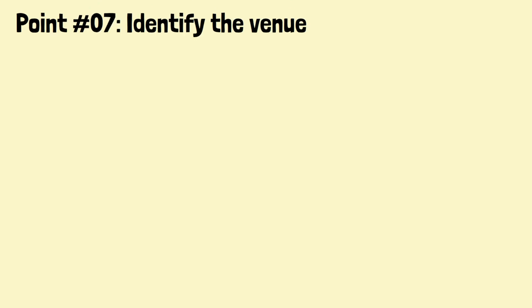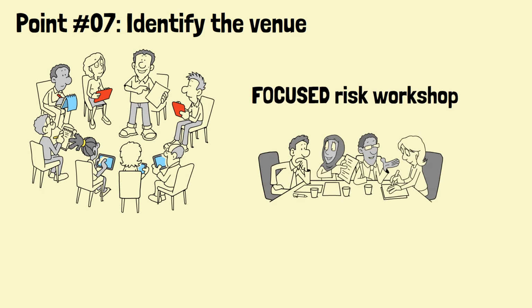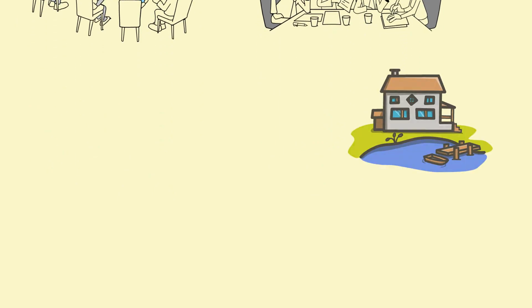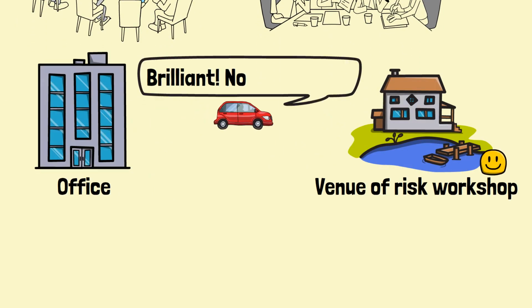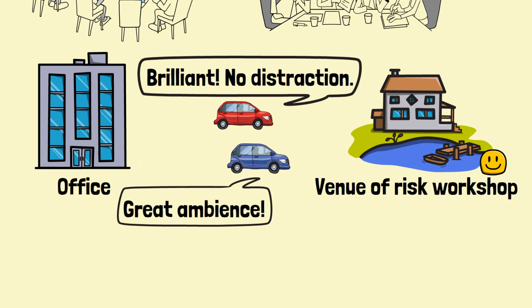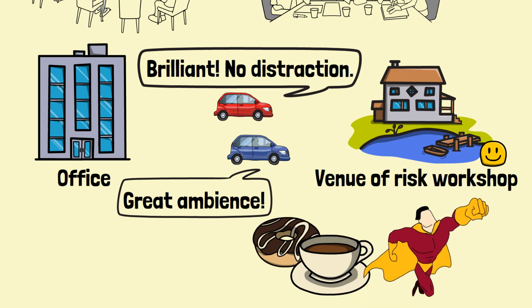Point number 7. Identify the venue. Ideally, the participants should fully focus on the risk workshop in order to achieve the best outcomes. Therefore, the venue should be away from the office, so that the participants will not be distracted by the day-to-day work. The ambience should also be comfortable and quiet. Snacks and drinks should be provided to energize the participants.